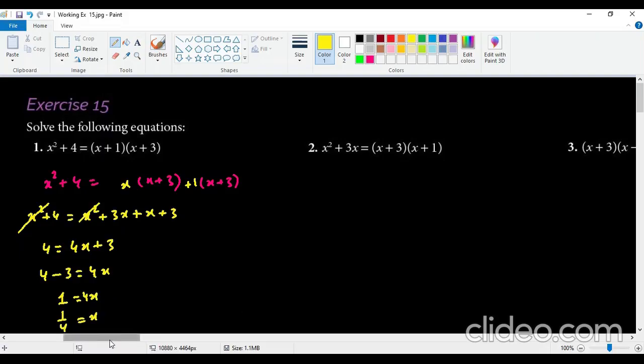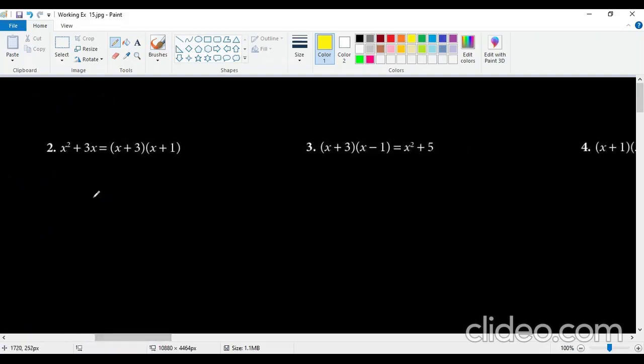Moving on to question number 2, once again here it is x square plus 3x, and this is going to be x plus 1. I will write x plus 1 two different times, and I first multiply by x and then I will multiply by 3. So this is going to give us x square plus 3x equals x square plus x plus 3x plus 3. So this is how these two are going to be cancelled.